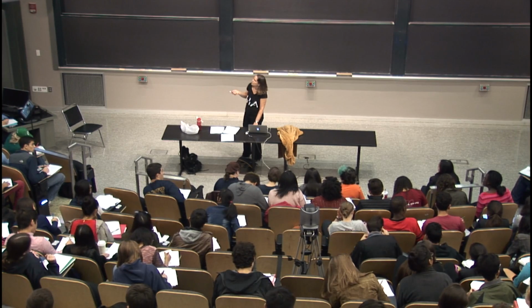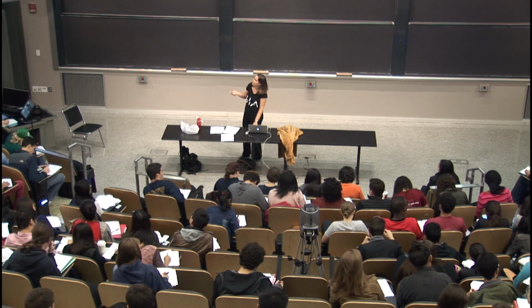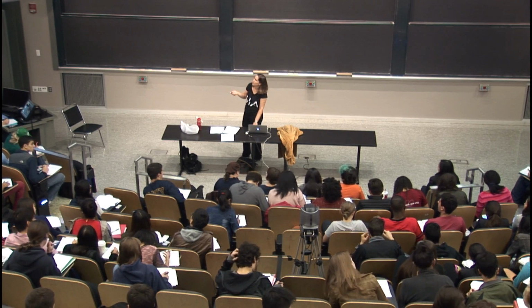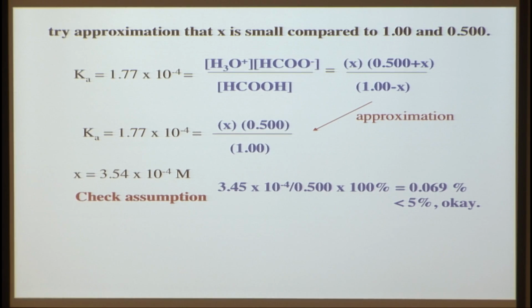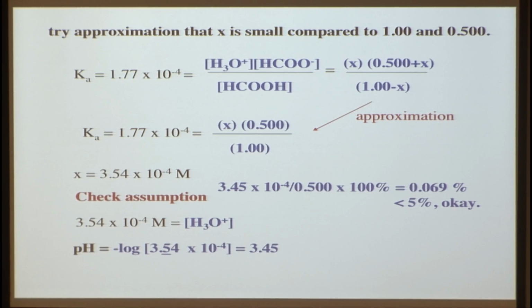And then we can solve. So we solve for x. We're happy with x. Our assumption was OK. But then we have to remember what x is. And x is the hydronium ion concentration. And you always want to make sure to think about this, because if it's hydroxide ion, that's different. So we can calculate pH. pH is minus log of 3.54 times 10 to the minus 4, which is equal to pH of 3.45.